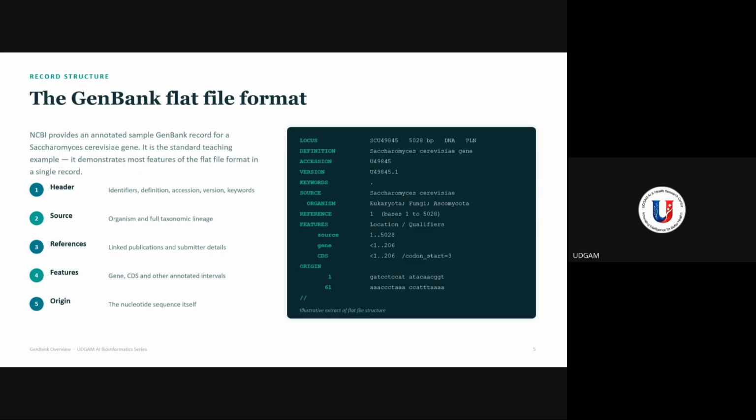So what is the basic configuration? It has the header, or you could say the identifier, which contains definition, accession, version, and keywords. Then the source, with the name of the organism and the taxonomical lineage, whether it is a plant, an animal, or a fungus, which accounts for the taxonomical records. Next, we have linked references, which link publication and submission details.